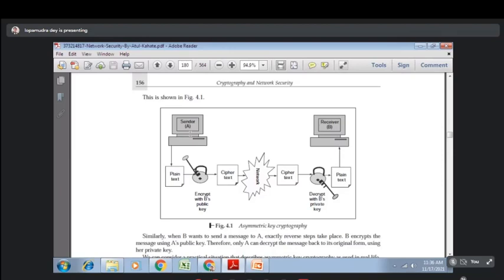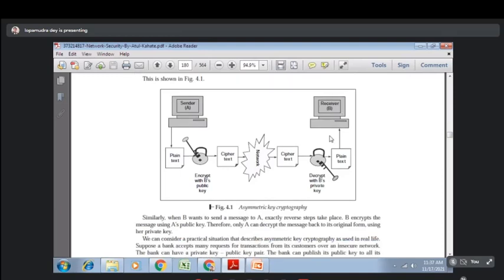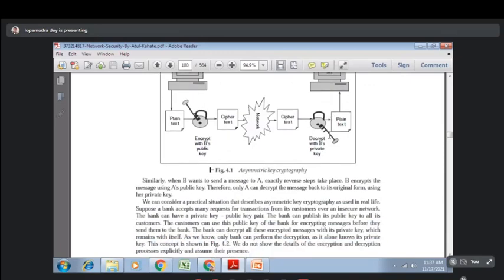If you encrypt it with the help of A's public key, then what will happen? B does not have A's private key. So how will they decrypt it? That's why the sender should always use the receiver's public key for encryption, so that the receiver can decrypt it. Okay, so this is the concept of asymmetric key cryptography.